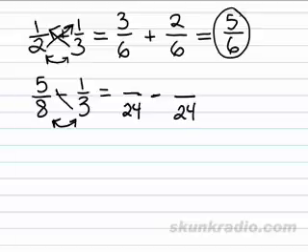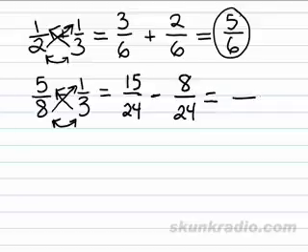And then I'm going to cross multiply. 8 times 1 is 8. 3 times 5 is 15. Now I can just subtract the two top numbers, and I'm going to keep the bottom number of the denominator the same, or common. 15 minus 8 is 7.